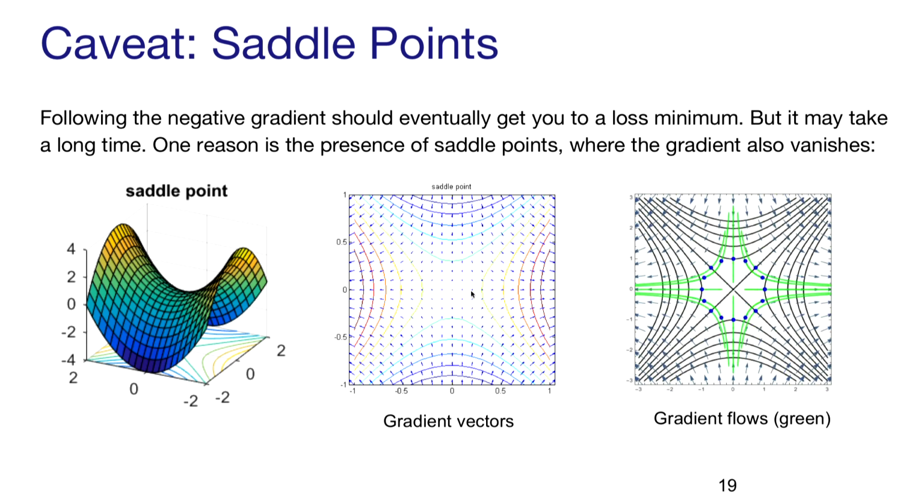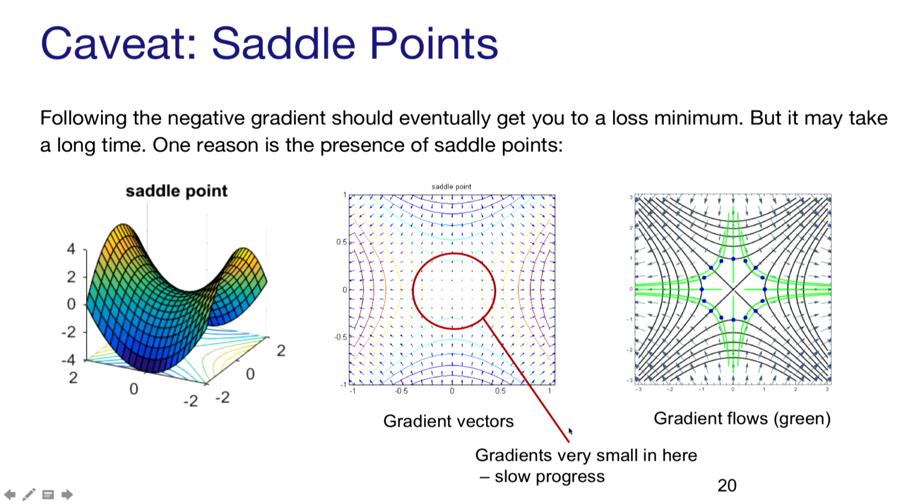But even if I go close to that, I'm spending a lot more time in the saddle point trying to take small gradient steps than I would be somewhere else. So that's bad. The gradient is small in there, so we make slow progress going through there.